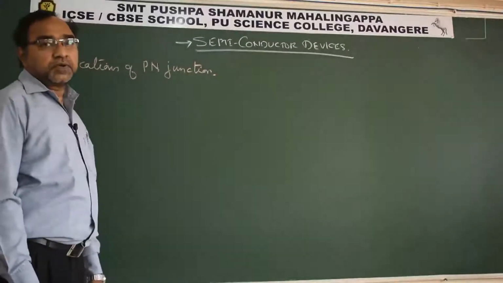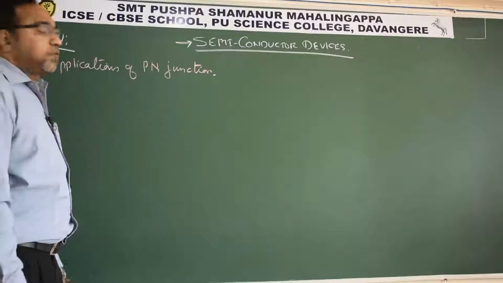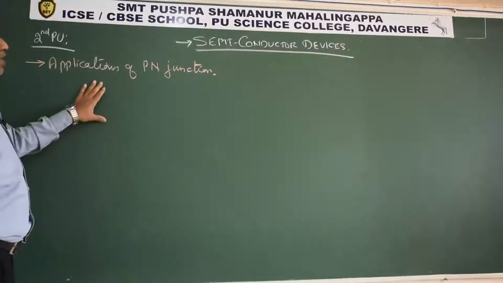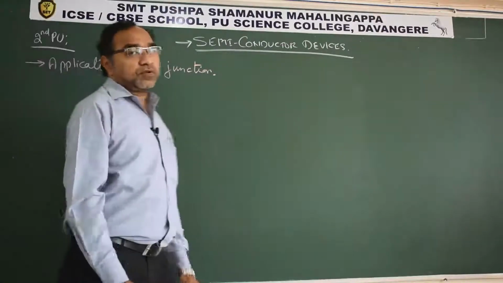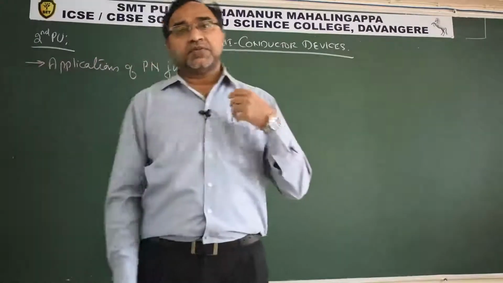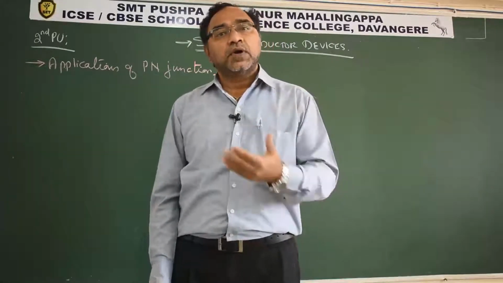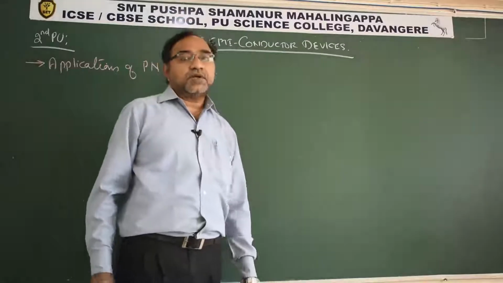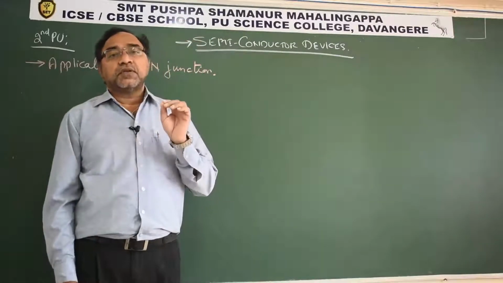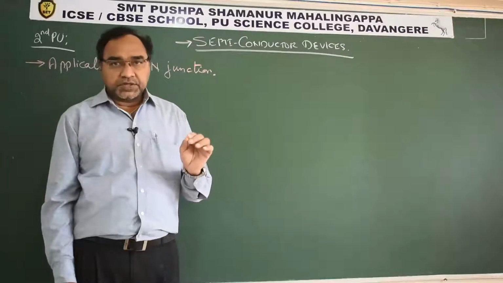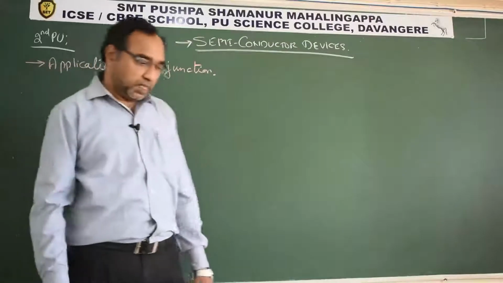Well, students, welcome back to the session. In this session, we are going to discuss what are the applications of PN junction. Now, in the previous session, if you remember, we had discussed how exactly a PN junction can be connected to an external source. This is what we have seen. So, there are two ways by which an external source can be connected to a PN junction. One is forward bias and one is reverse bias.